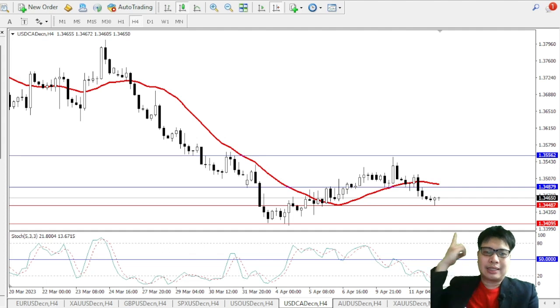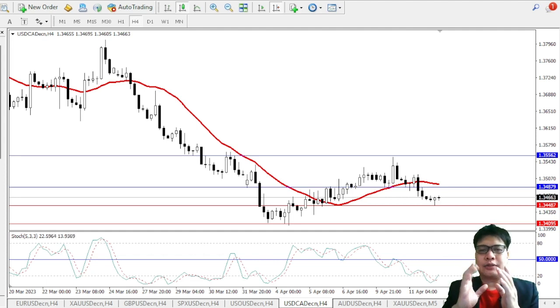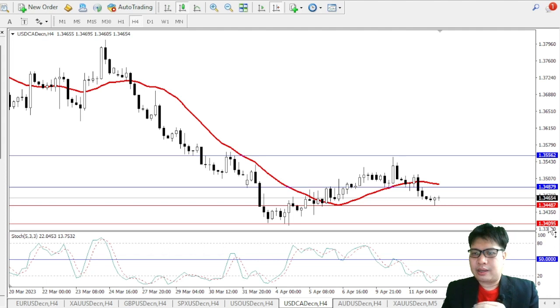Also, the price is lower than our 20-period moving average, which is at 1.3495, and the price is now at 1.3465. My support is at 1.3448 and 1.3409. My resistance is still at 1.3487 and 1.3556. So my prediction is that I'm expecting USD/CAD to move lower and try to break our support level at 1.3448 and try to reach 1.3409.